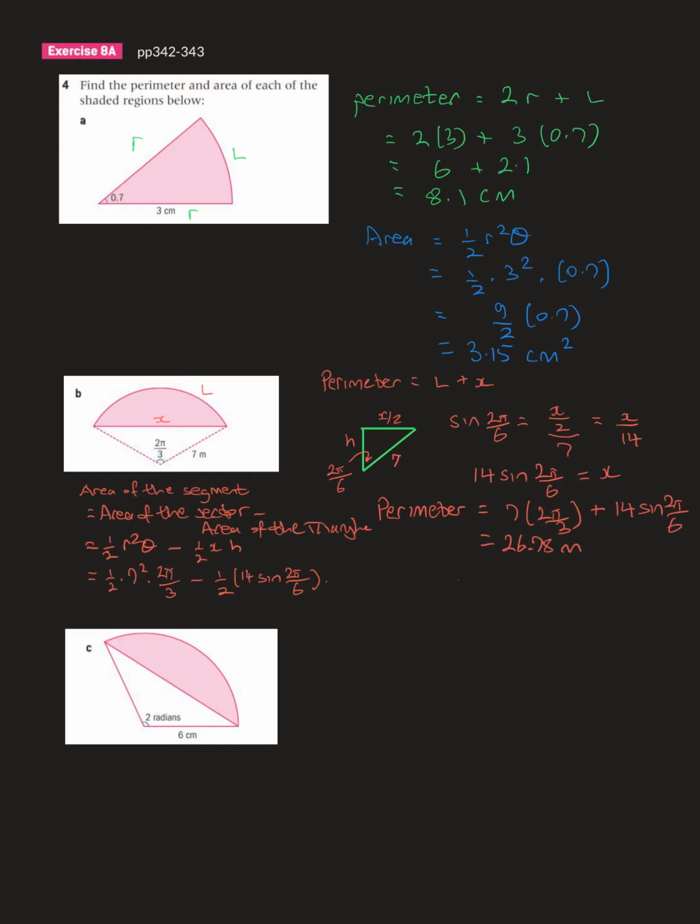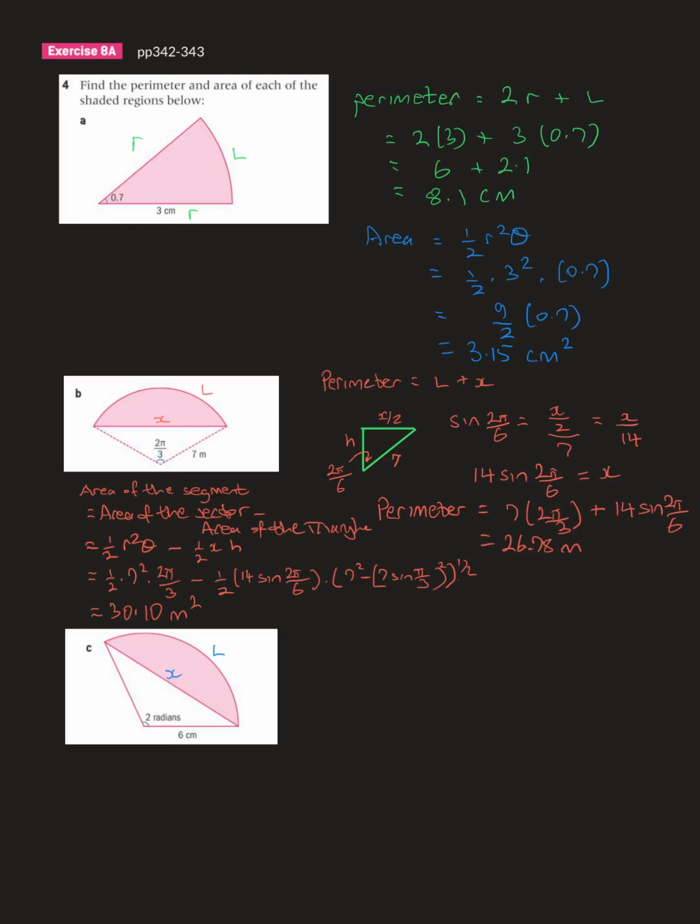times the height, and we said the height is going to be the square root of 7 squared minus, well, it's 14 sine 2 pi on 6, well, that's pi on 3, so it's divided by 2, so it's 7 sine pi on 3 squared, and that's all to the half. That should give us that area. That equals 30.10 meters squared. Now C is very similar to B, okay, so we'll do that the same way.